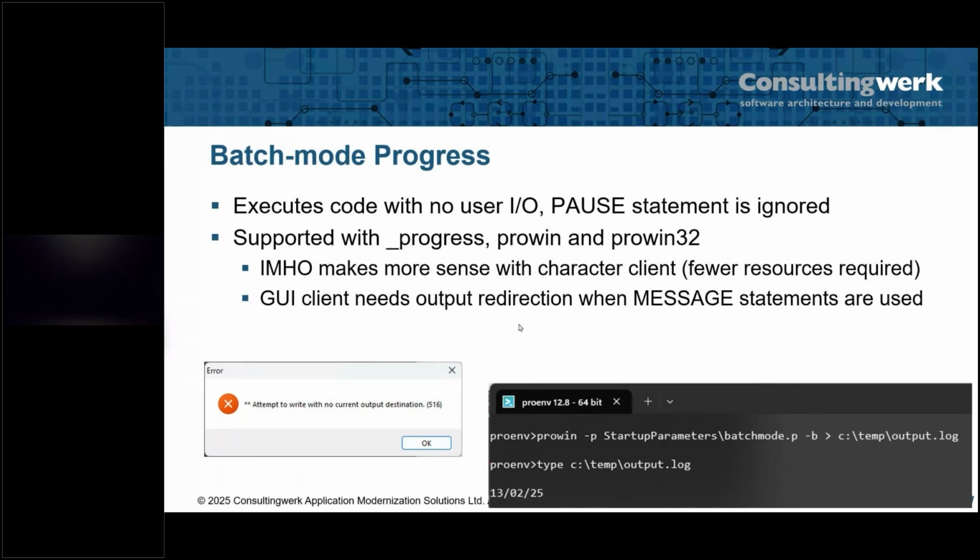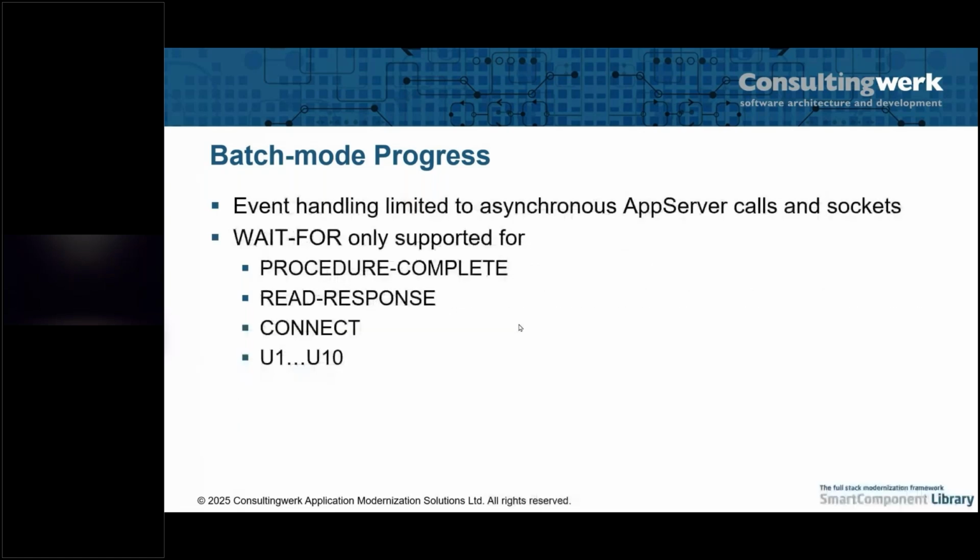and a GUI client would need output direction into a file. The GUI client would pop up an error message there. If there would be a MESSAGE statement, the character client will by default write the message to the Windows console window, or if you do a file redirection, into that log file. Batch clients require a little bit less memory. So in theory, they should be a little bit faster.